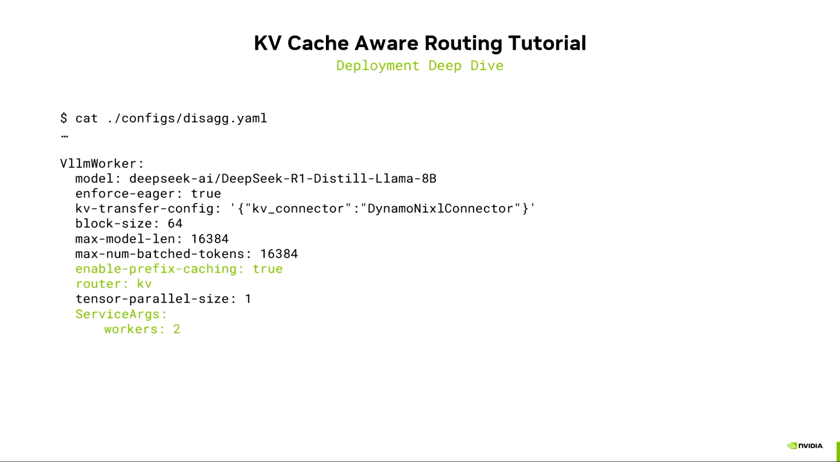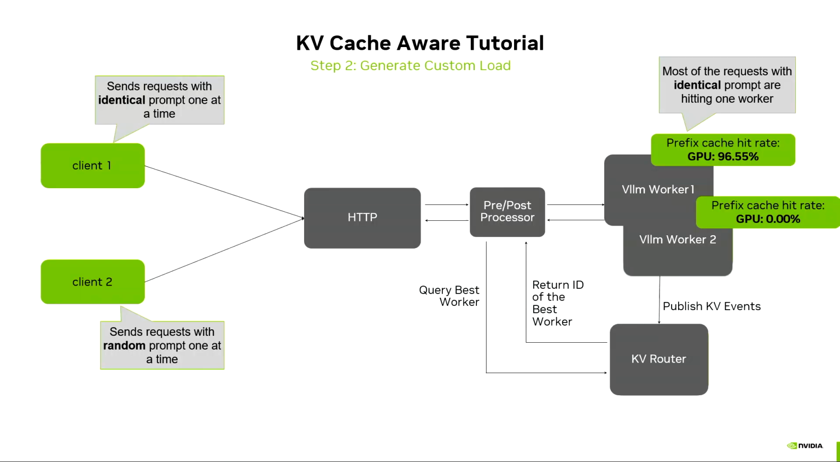For the worker side, so that they can emit all the KV cache events and the metrics and everything, we need that router KV specification. And because we are routing the request with the highest KV match, we need to enable prefix caching to see the performance improvement and see the caching work. For this demonstration, I will be using the 2 workers, which has been specified in the service args. So I have this deployment up, and I would like to demonstrate that the KV cache aware routing is working.